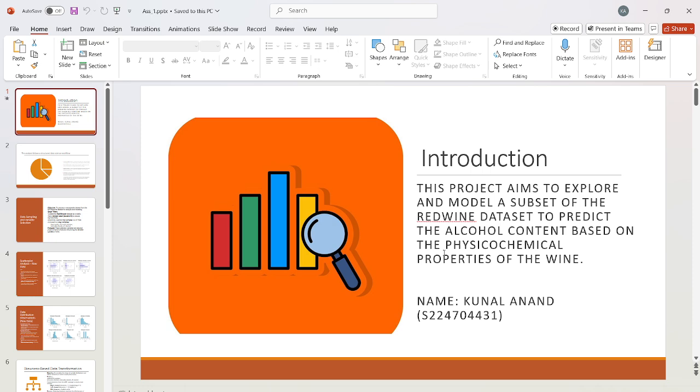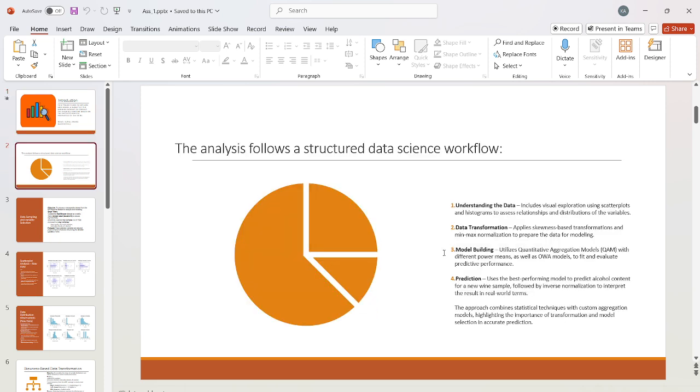In this project, I explored and modeled a sample of red wine dataset. The goal was to predict the alcohol content using various physical and chemical properties of the wine. I followed a step-by-step process from exploring the data, transforming it, building models, and finally making predictions.